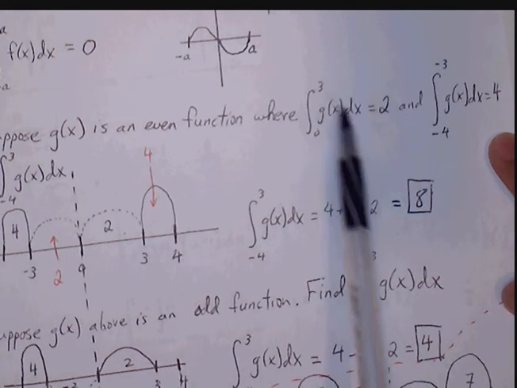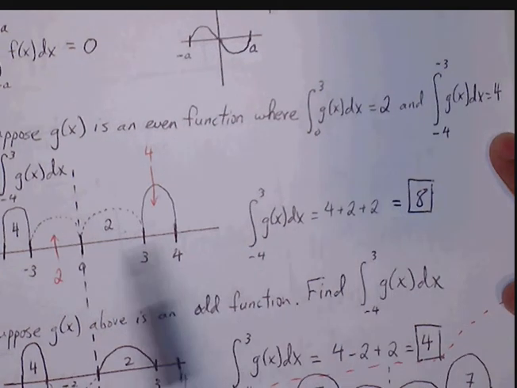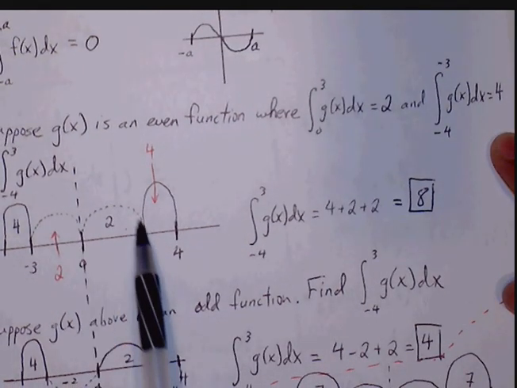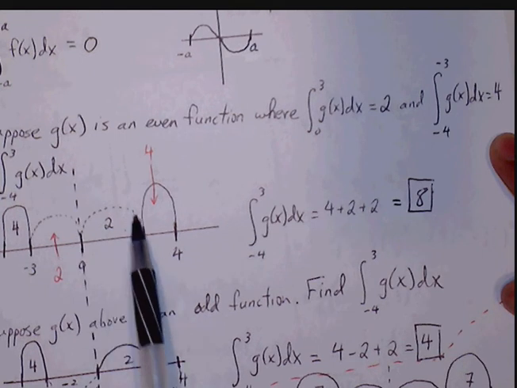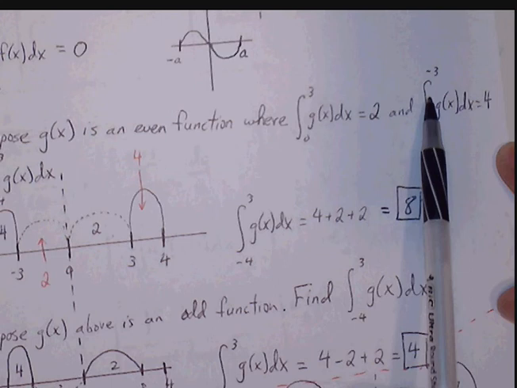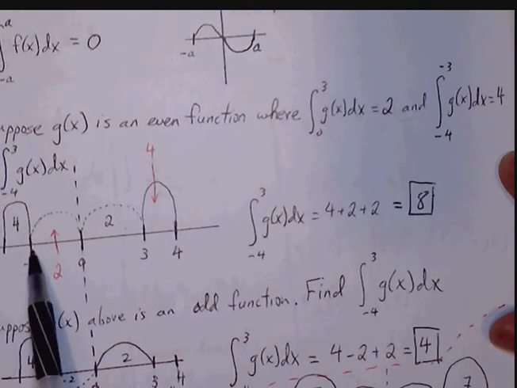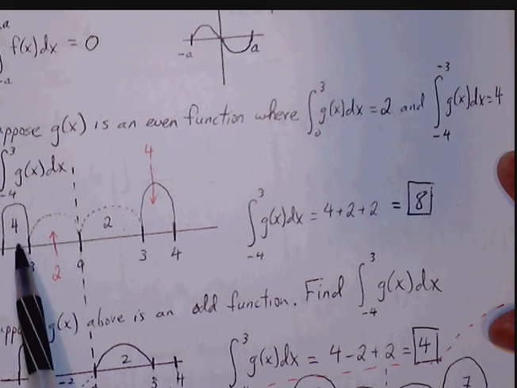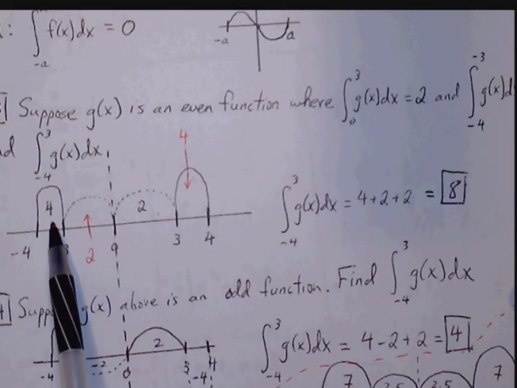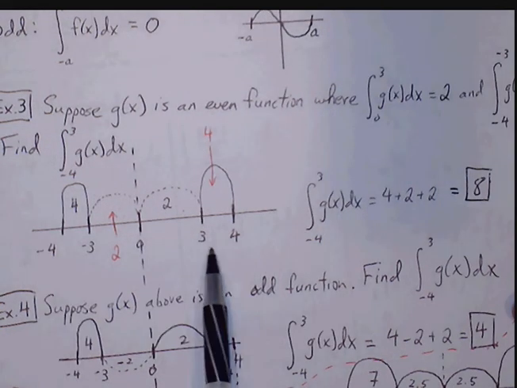So from 0 to 3, the definite integral of g of x equals 2. From 0 to 3, I'm just going to create a region that has positive 2. And then from negative 4 to negative 3, my area will be 4, so I'm going to create a region that has a definite integral of positive 4. Find the definite integral from negative 4 to positive 3.